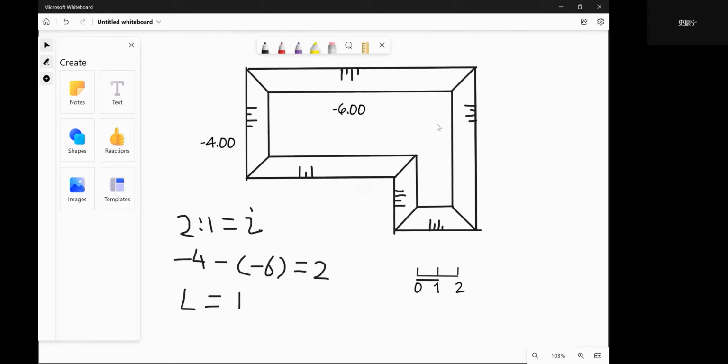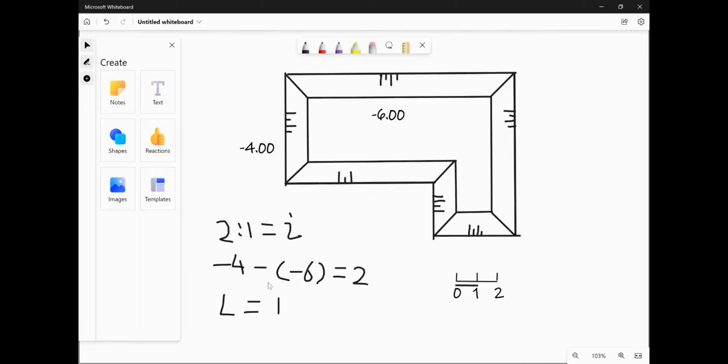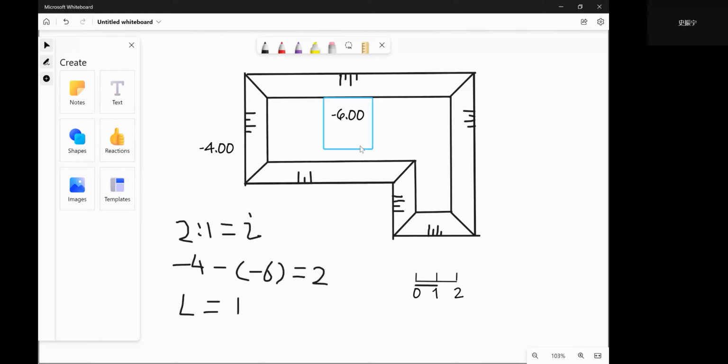Okay, as for this question, can you understand this one? If you understand, we'll go on to the new part, because our class's name is engineering drawing.